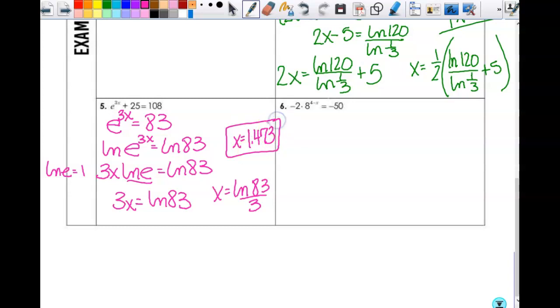Yep. 1.473. Yes, make sure that's really what you... No, yeah, it's the natural log of 83 all over 3. Yes. Yes, did you not get that? Oh, you did.